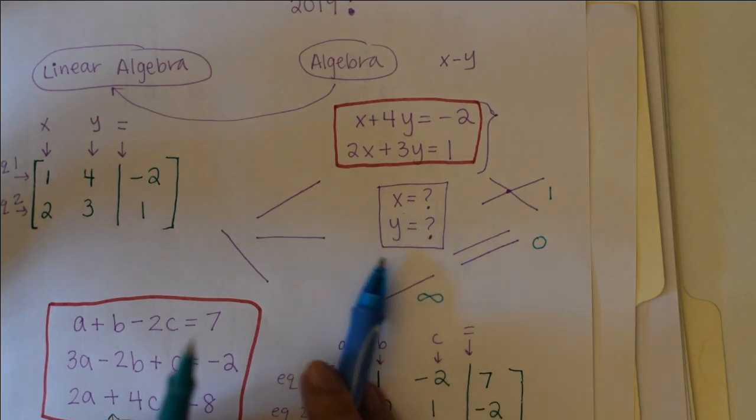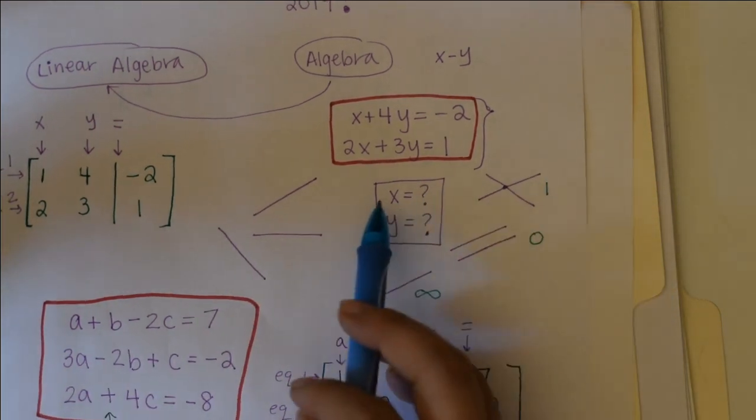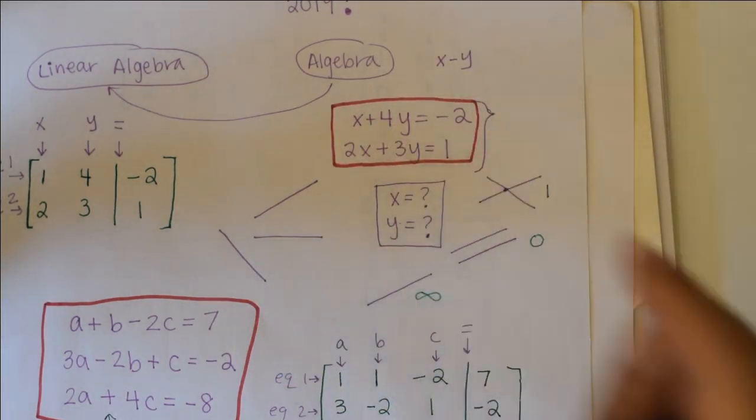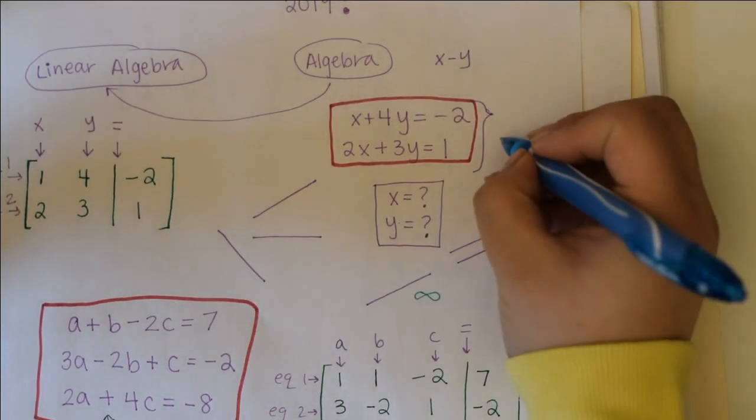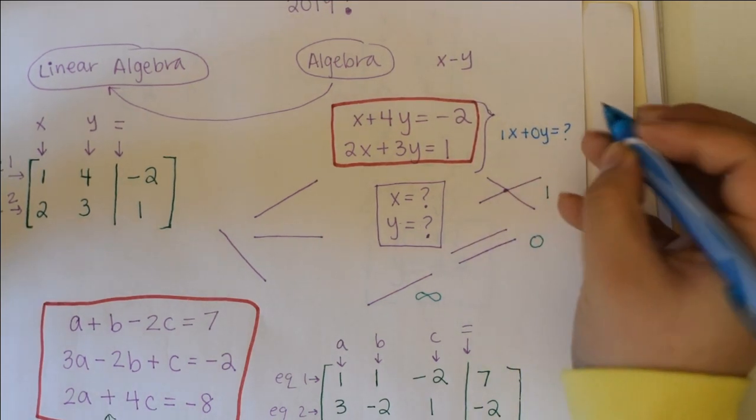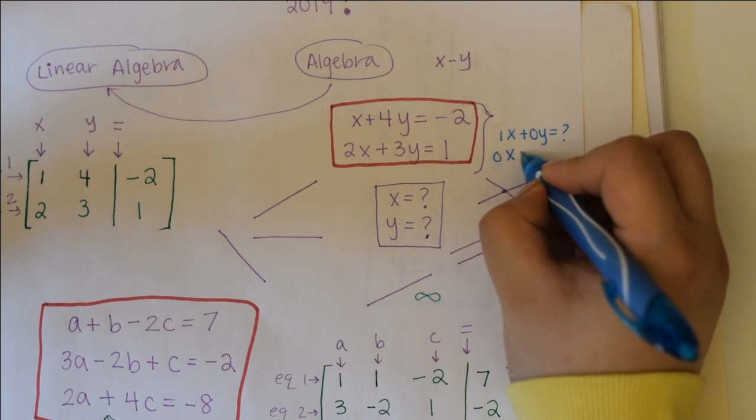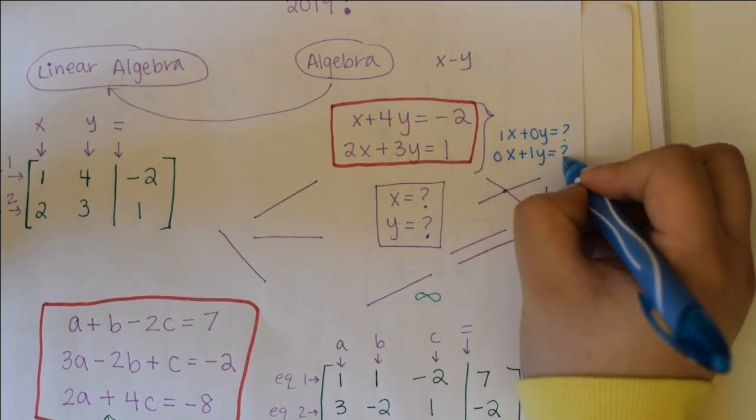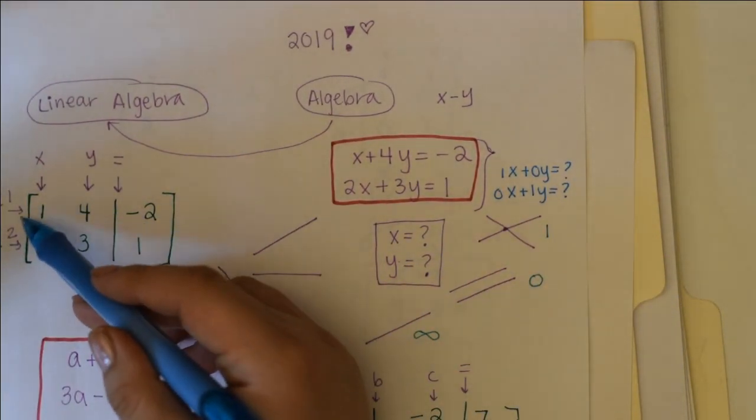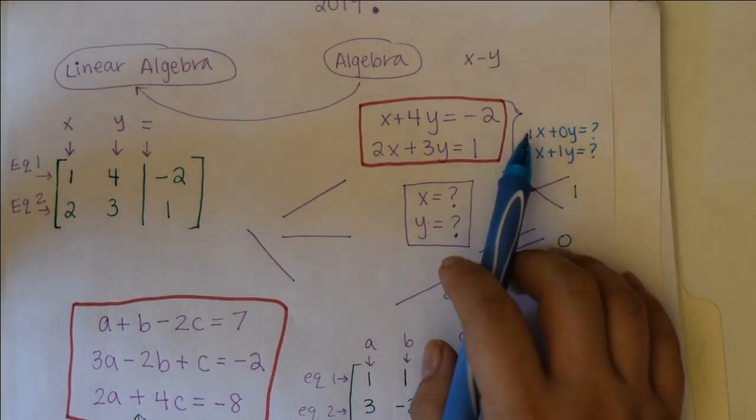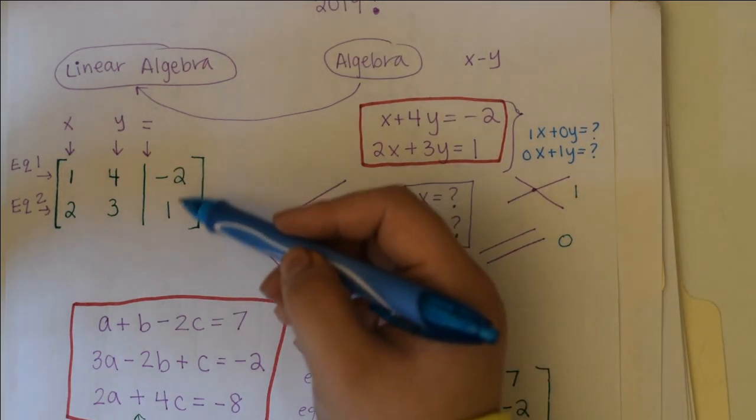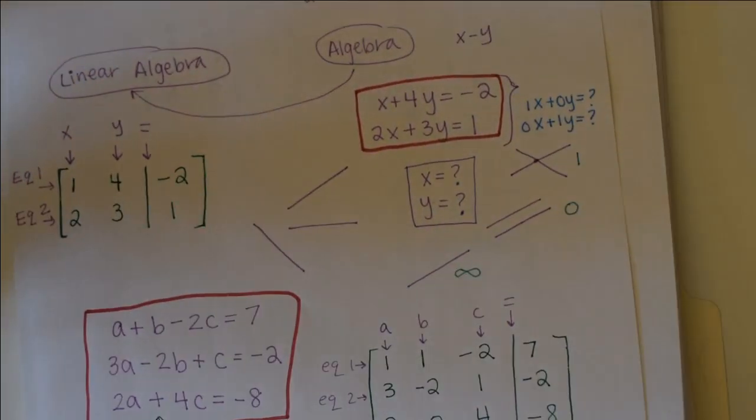But what I didn't really write here is this. If I want to keep everything lined up like this, it's basically 1x plus 0y equals what, and 0x plus 1y equals what. And so once we learn how to do this matrix stuff, we can just take the coefficients 1, 0, 0, 1, what, right? So that's kind of cool, right?